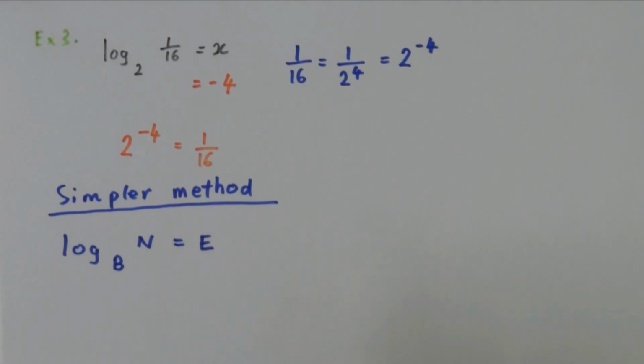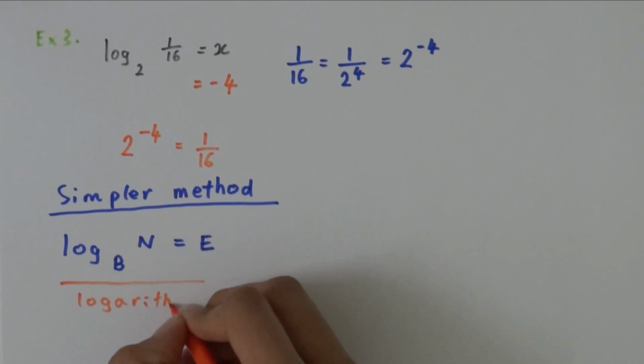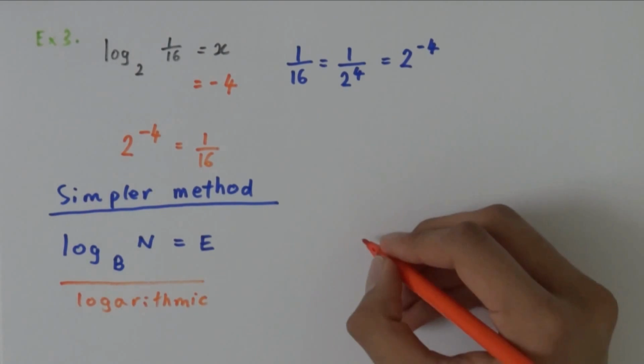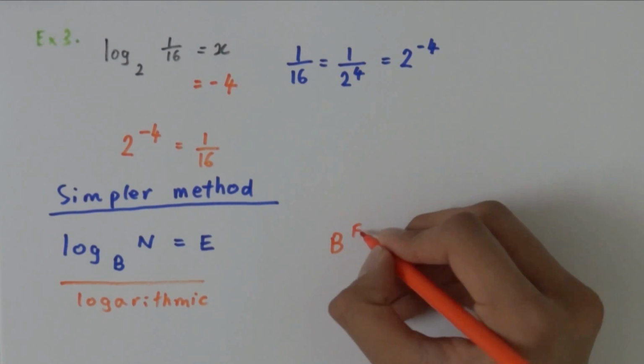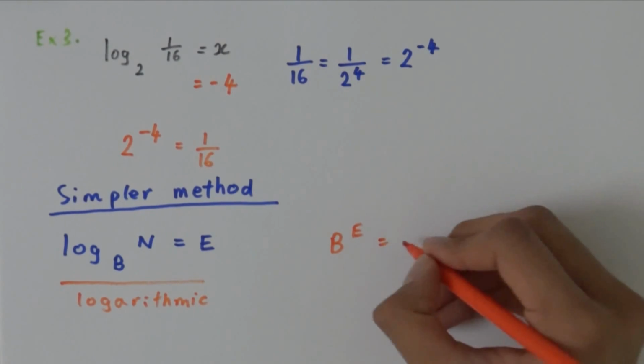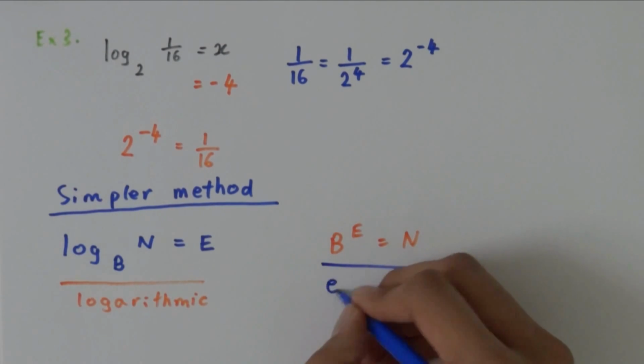So this will be our logarithmic form. And let's write our exponential form here. Base power exponent is equal to number. This will be our exponential form.